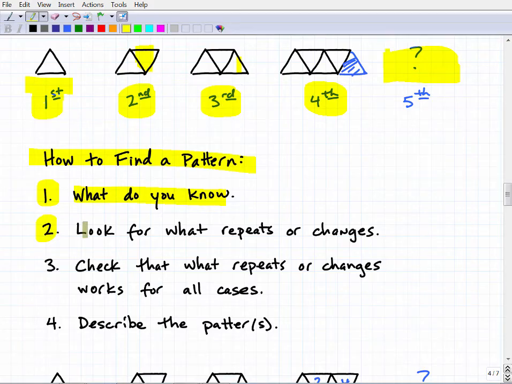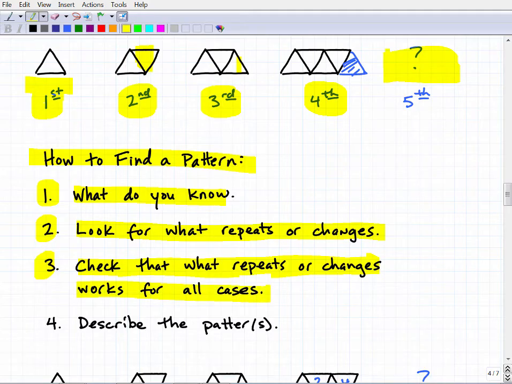The next thing is you have to look at what repeats or changes. The second thing in this pattern, there's two. The third thing is you have to study the pattern. You want to be looking for what is repeating, what is changing, and what's kind of going on. Then you check whether what you figured out is repeating or changing works for all cases.